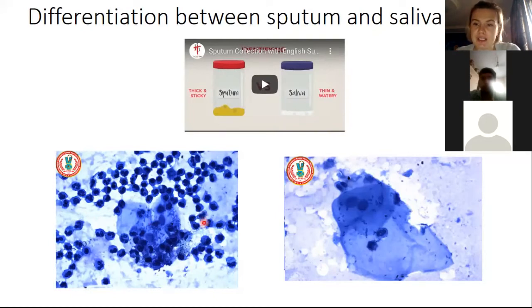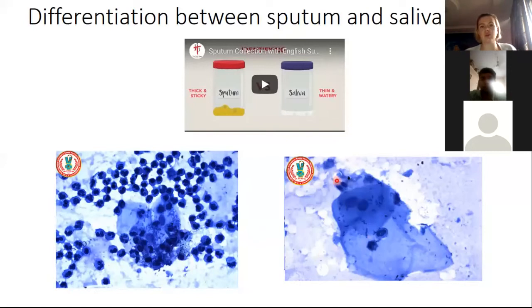Next, on the right side of the screen, you can see a few leukocytes and 1, 2, 3 epithelial cells. You can interpret this result as saliva, and you should recommend retaking the sample again for the next work.